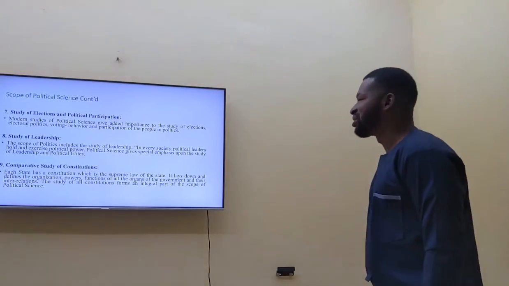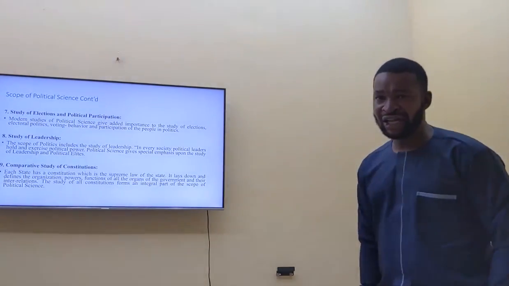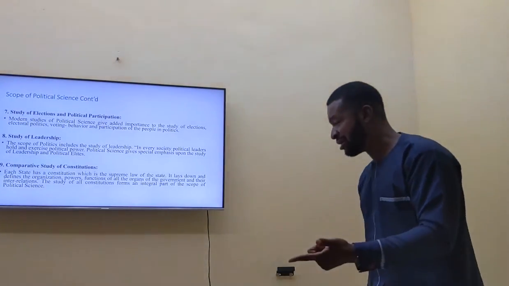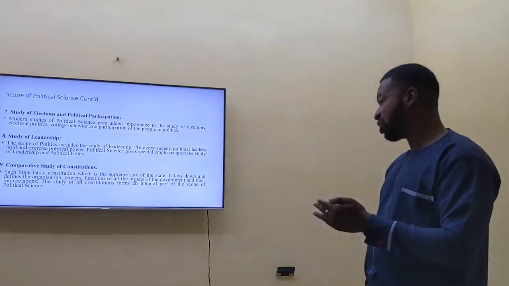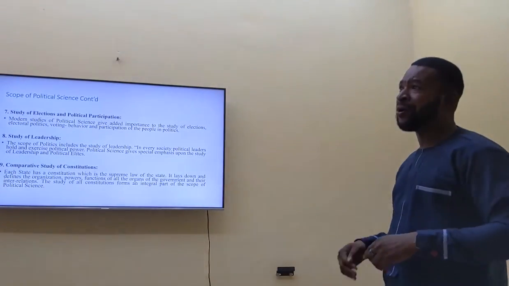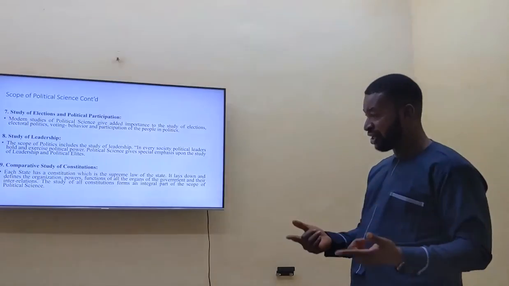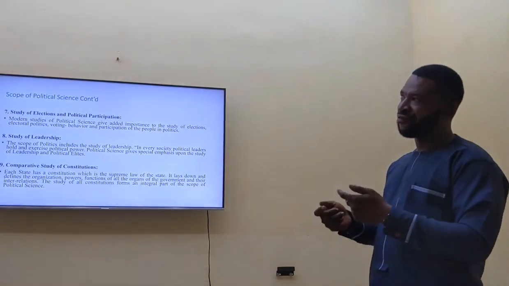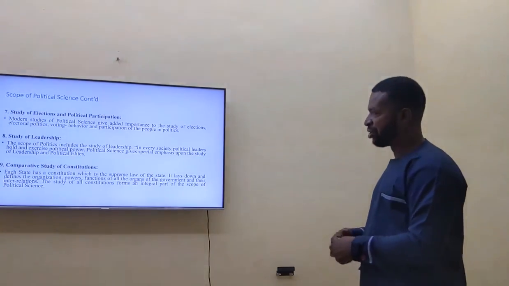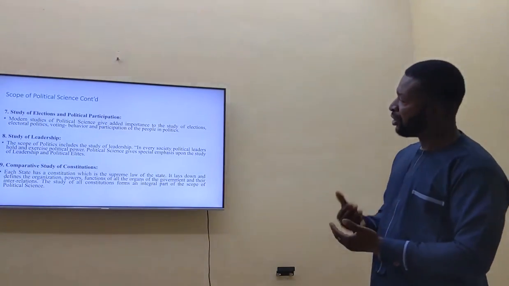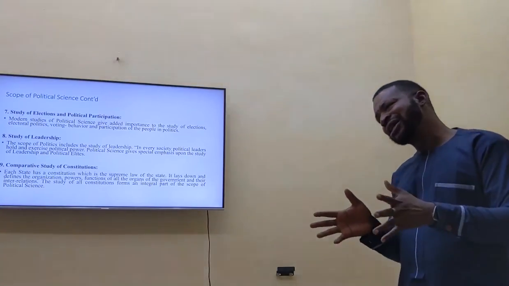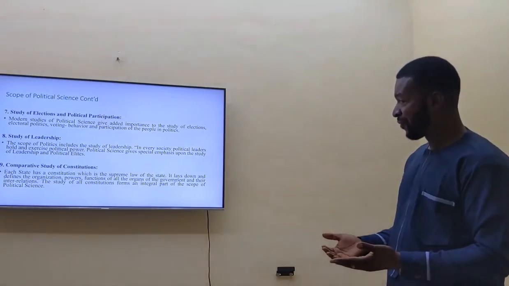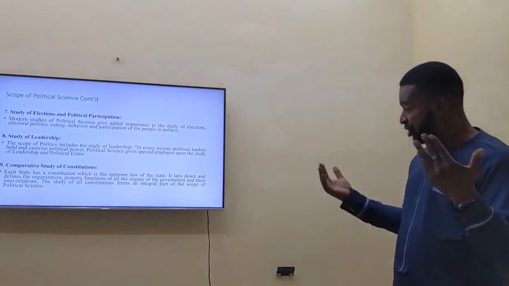Another scope of political science is election. Today, election has evolved as the modern way of transition of government. It is a very vital tool in the hand of the electorate. So it is important that while studying political science, we look at the election. Is the election free and fair? Not just looking at the election, but looking at it from the angle of free and fair election, and from the angle of political participation. In this our Nigerian state, are the citizens politically active, or do they have this political apathy?